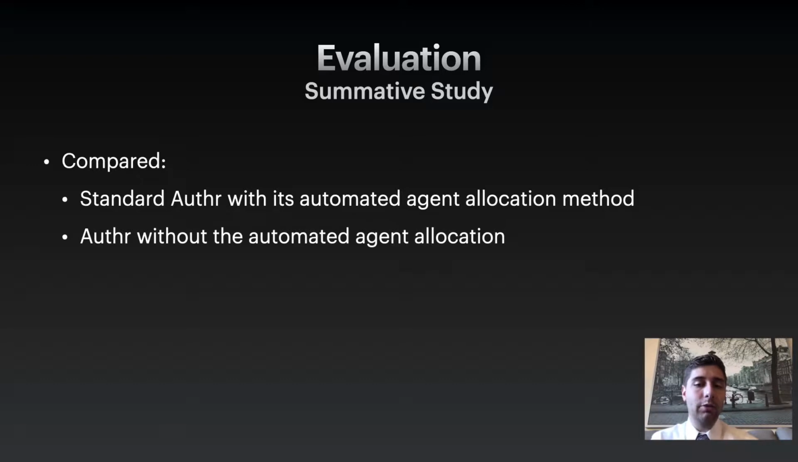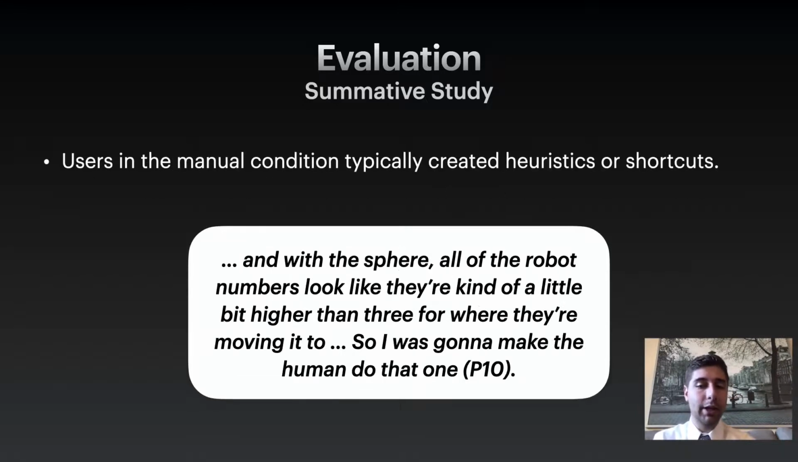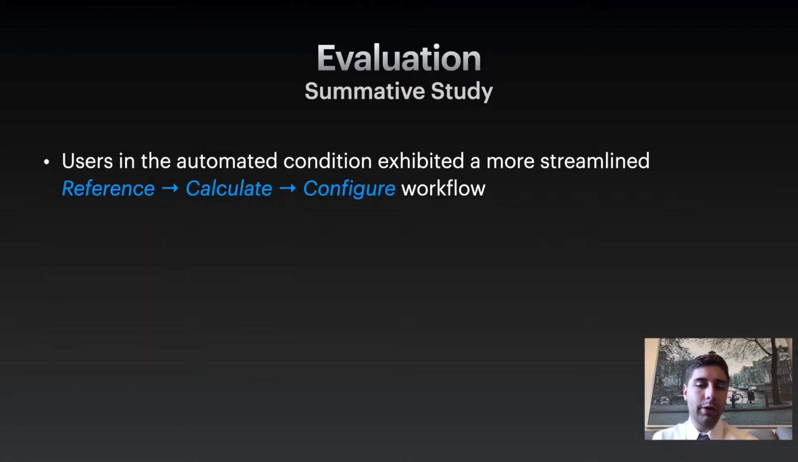This evaluation revealed several themes. The first was that users tended to quickly become frustrated or apprehensive in the manual condition after understanding all of the considerations that the manual allocation requires. To combat this, many in the manual condition adopted strategies to cope with these complexities. Unfortunately, these were frequently incorrect or applied inconsistently, resulting in suboptimal results. Finally, we found that users in the automated Authr allocation condition exhibited a more streamlined workflow in the interface.